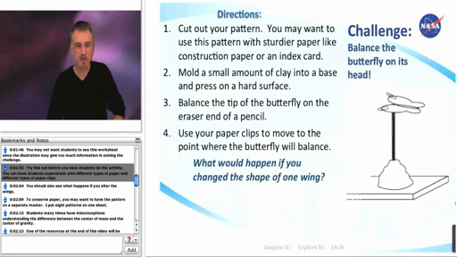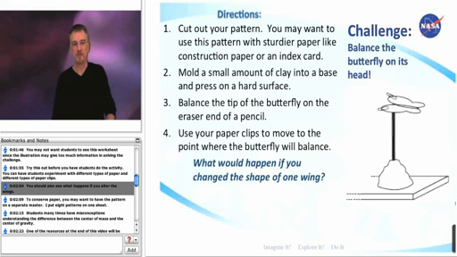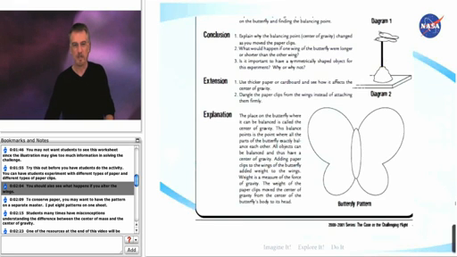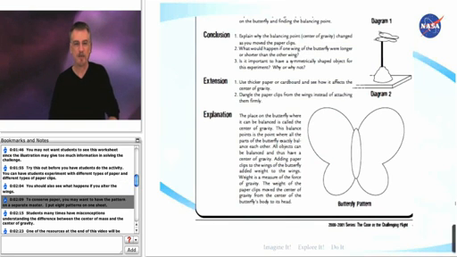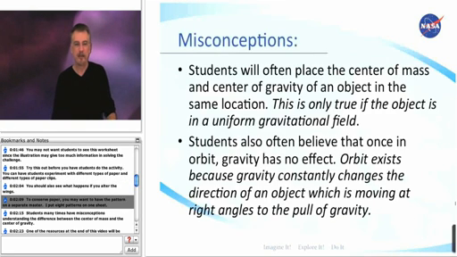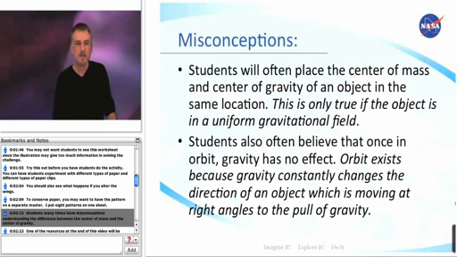You can have students experiment with different types of paper and different types of paper clips. You should also see what happens if you alter the wings. To conserve paper, you may want to have the pattern on a separate master, and there are 8 patterns on one sheet. Students many times have misconceptions understanding the difference between the center of mass and the center of gravity.